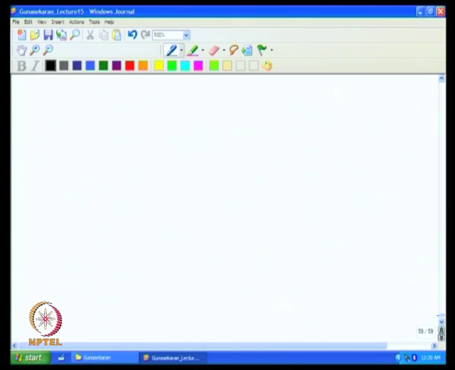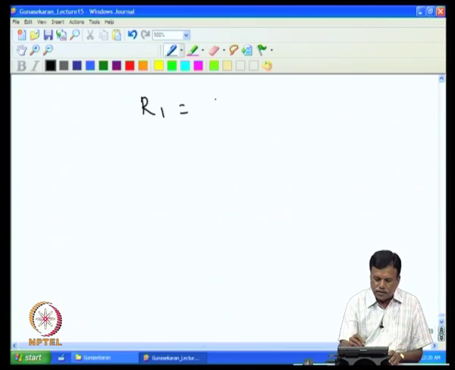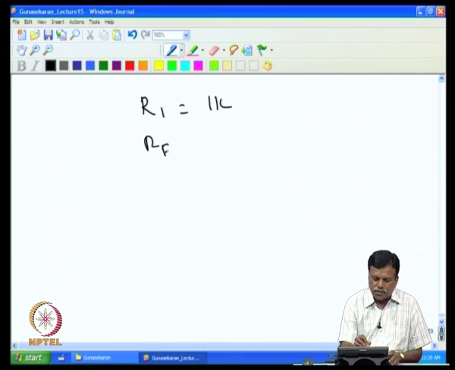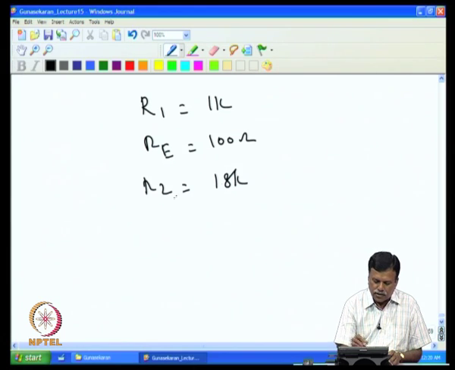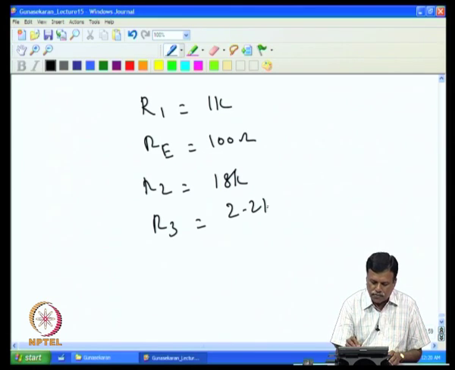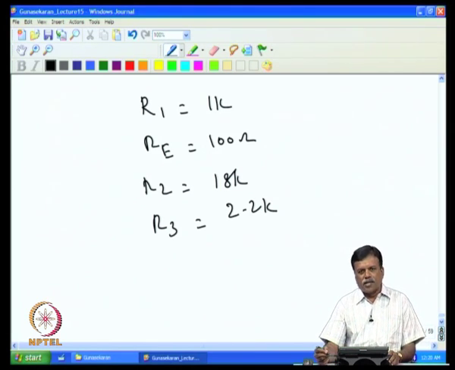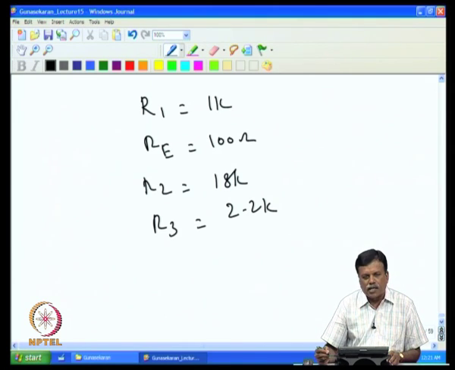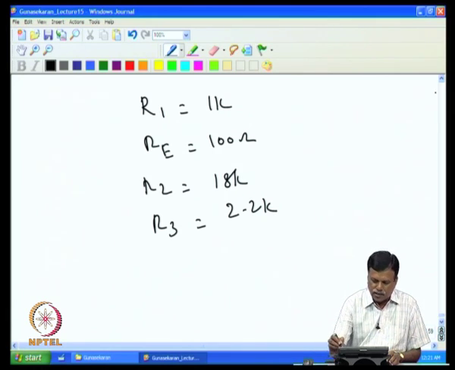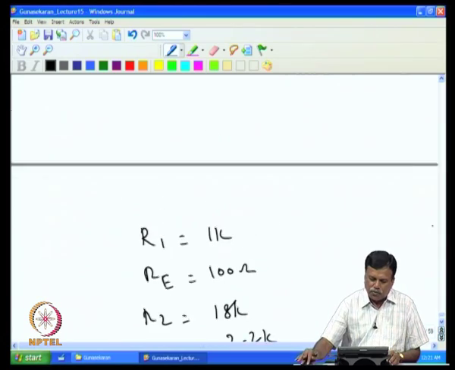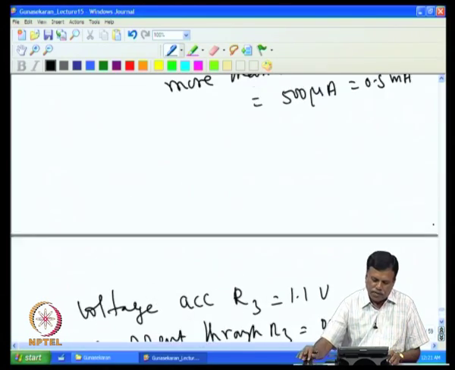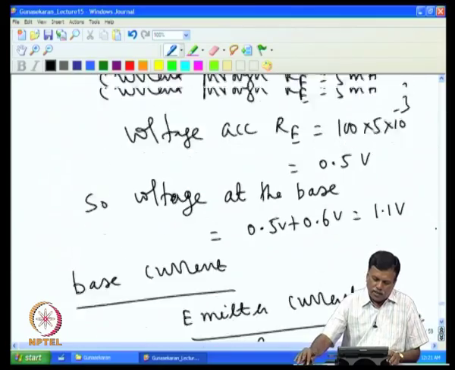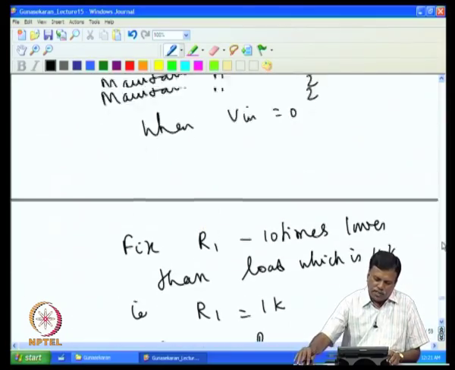So if you look at the values, we will get R1 as 1K, then RE comes as 100 ohms, then R2 coming as 18K, and then R3 is coming as 2.2K. That is how this amplifier is designed. So one can work out in the same line, depending upon the supply voltage and the signal level and so on, but one should be careful. This amplifier works all right up to some point, beyond which it does not work.